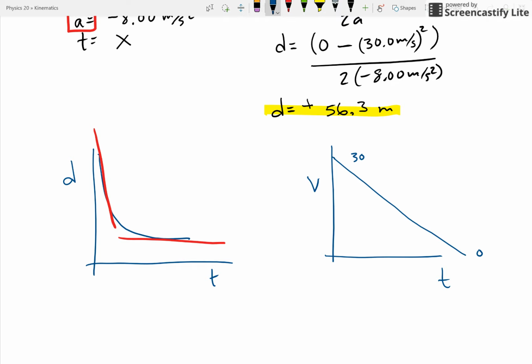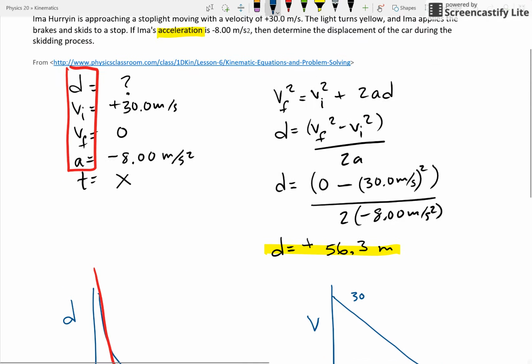So there's one example of solving a kinematics problem. Make sure that you are identifying your variables right here. Then choosing your equation, manipulating your equation, substituting. Oops, I got a bunch of lines going on there. And then getting your answer with the correct significant digits.